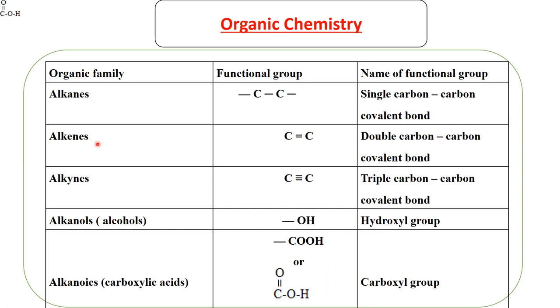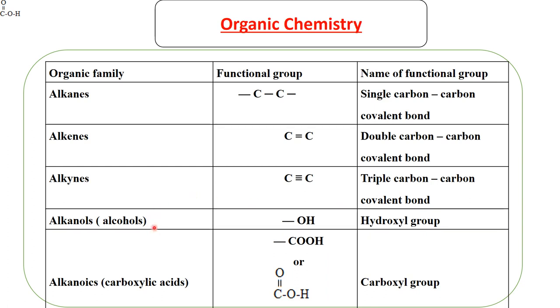The next are alkenes. Instead of having a single bond, alkenes have a double bond. This double bond is the functional group. One carbon, another carbon, then having a double bond is what makes alkenes alkenes. And the name, of course, is double carbon to carbon covalent bond. Then after alkenes, we have alkynes. Instead of having a single or a double bond, they have three bonds here, a triple bond. This triple bond between two carbon atoms is what makes alkynes alkynes. And the name, of course, is triple carbon to carbon covalent bond.